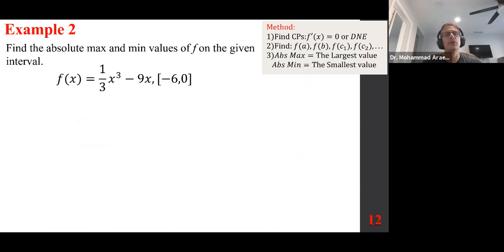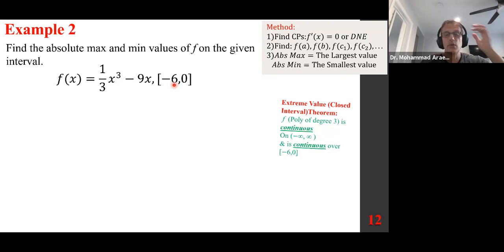So here's a simple example. We want to find the absolute max and min values for the given function. f of x is 1/3 x cubed minus 9x in the interval of -6 to 0. Before we start with the methodology, number one, we have to establish the continuity. This function is a polynomial of degree 3, therefore it's continuous from negative to positive infinity. As a result, it is also continuous from -6 to 0.